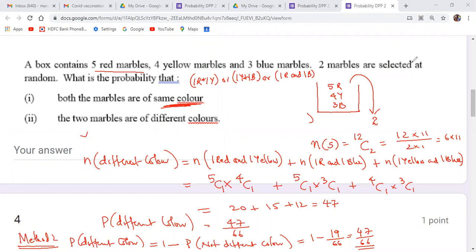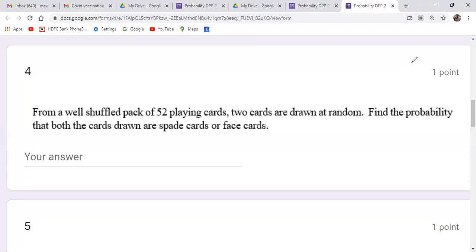I hope you understood this. Yes, sir. So this second part, can you explain? Tell me, what is the experiment here?